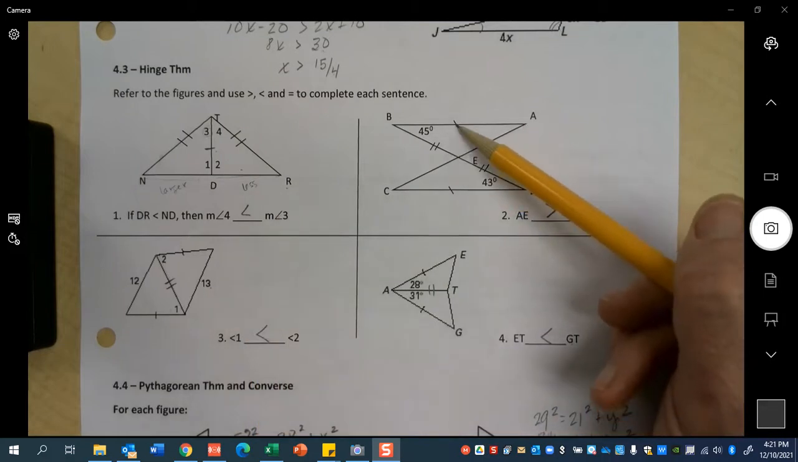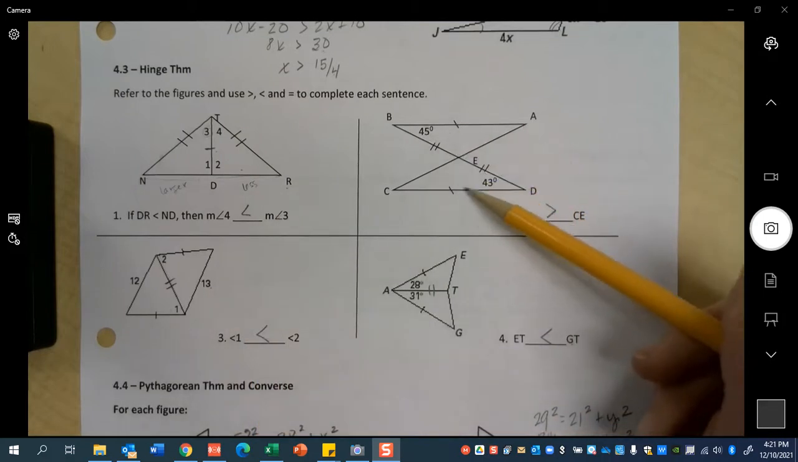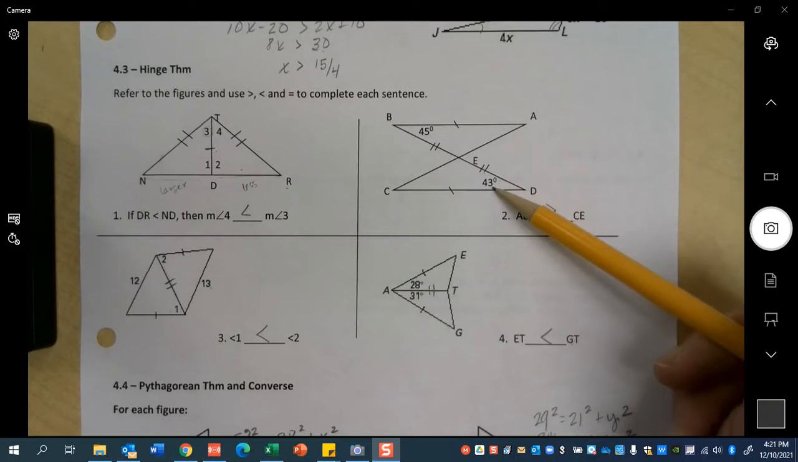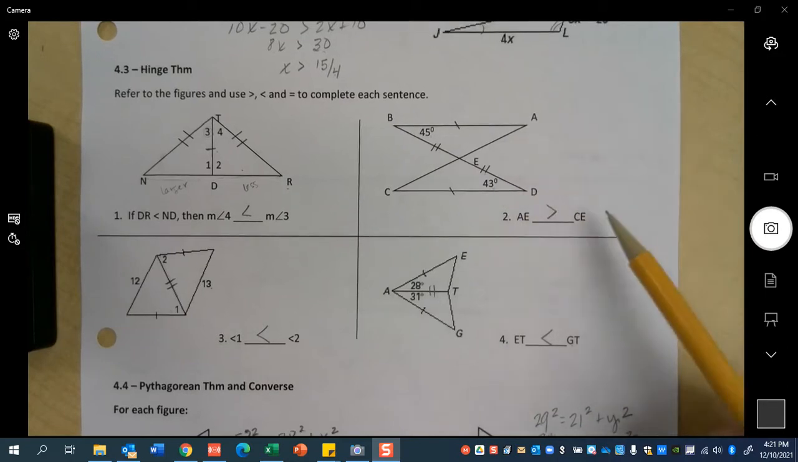Here's my hinge theorem again. There's my included angle, and here's my included angle. This angle D is smaller, which means the distance from C to E has to be smaller.